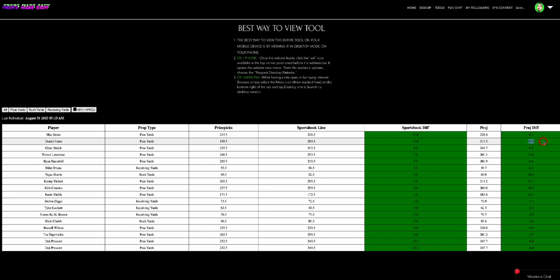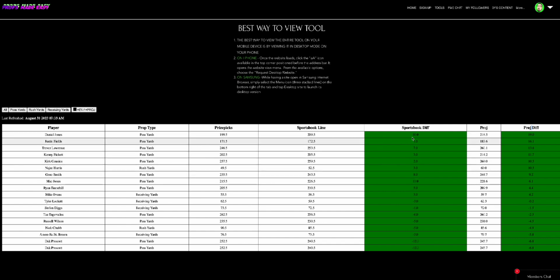Daniel Jones is still a 19 projection differential. Look at this. If we sort by projection differential, Daniel Jones, Justin Fields, Trevor Lawrence, Kenny Pickett, these guys right here, all of them are 10 and above projection differentials. Najee Harris and above are 10 and above when it comes to projection differentials. Then you look right here and guess what? They're also sportsbook differential above.